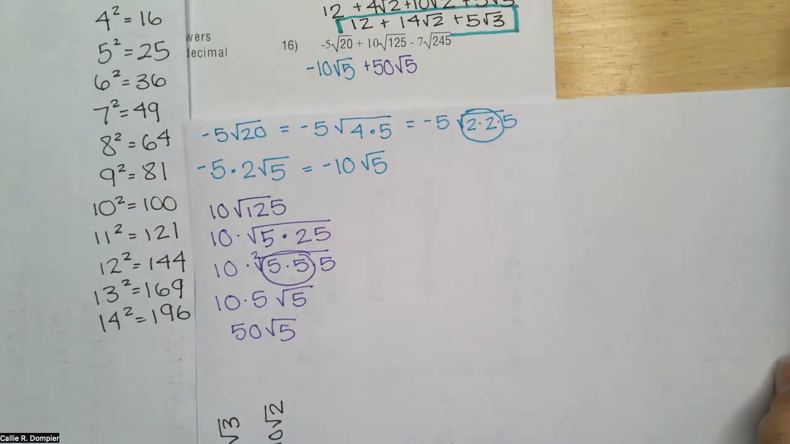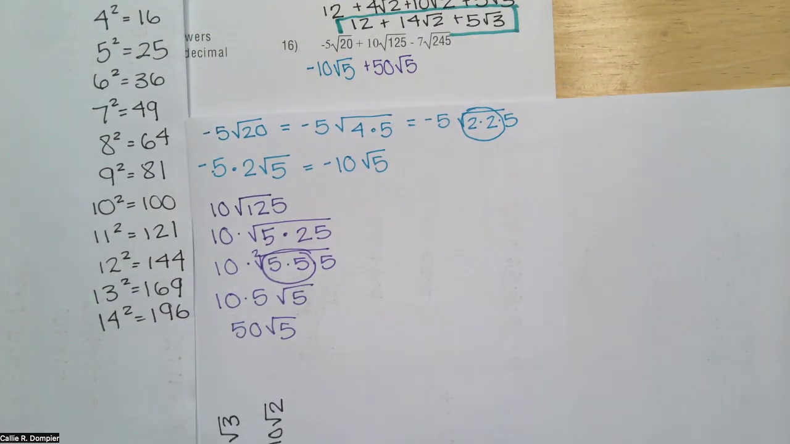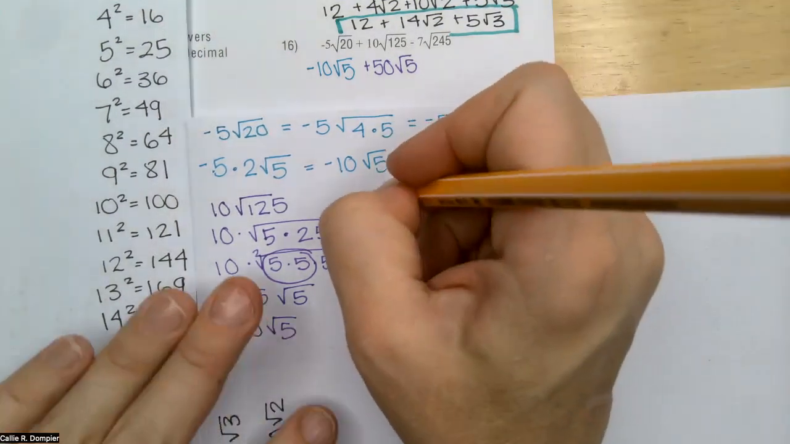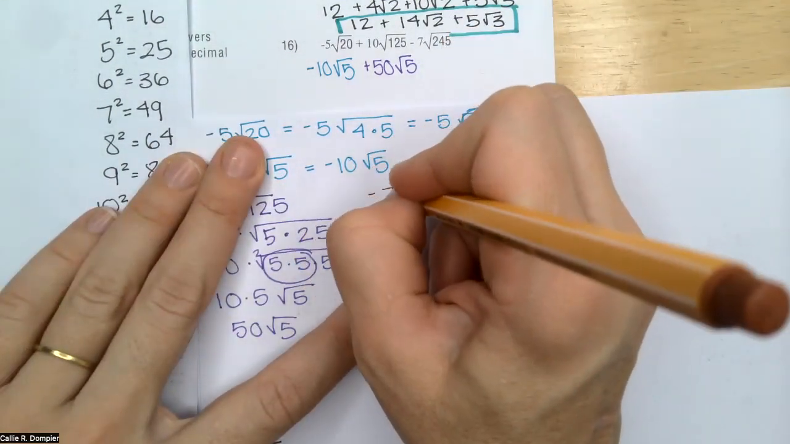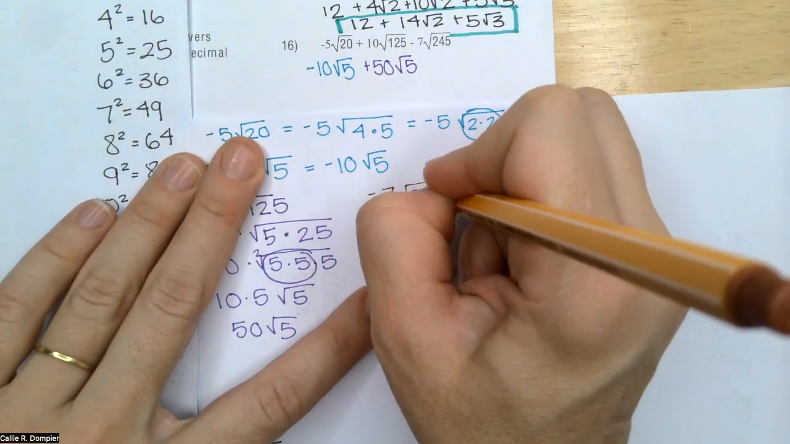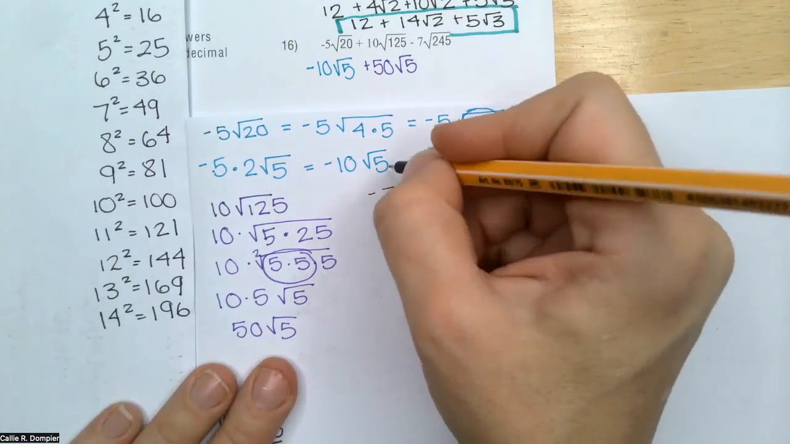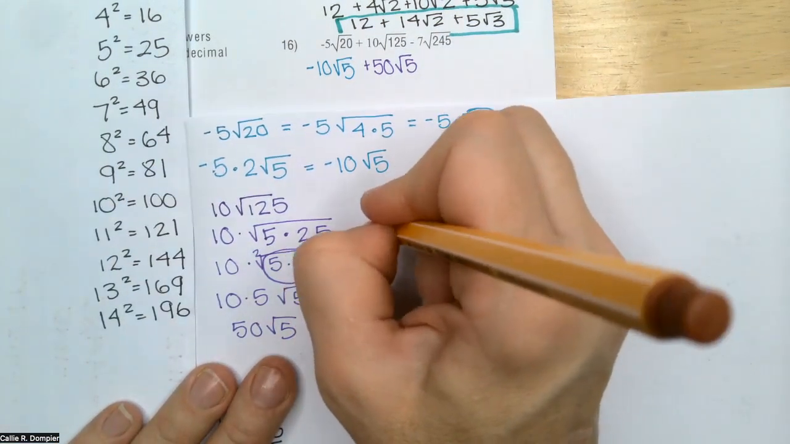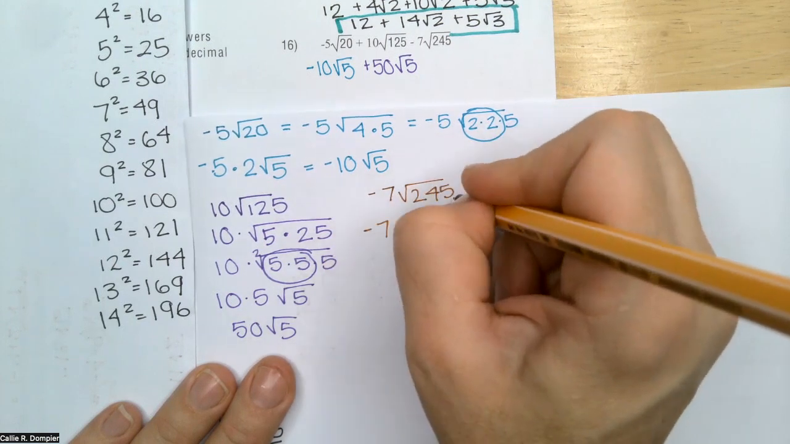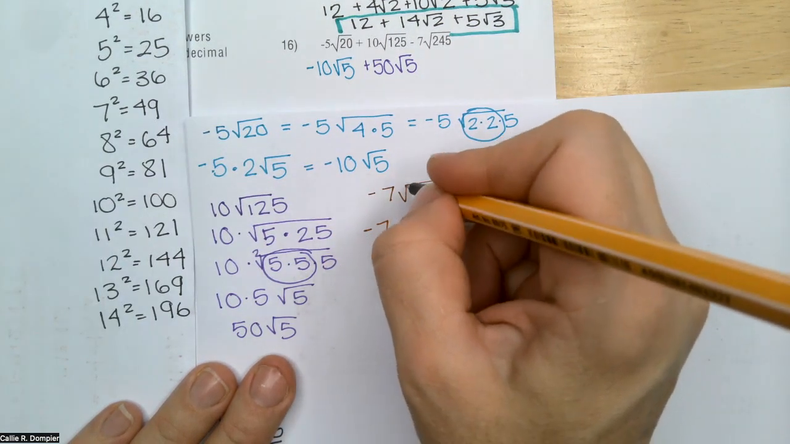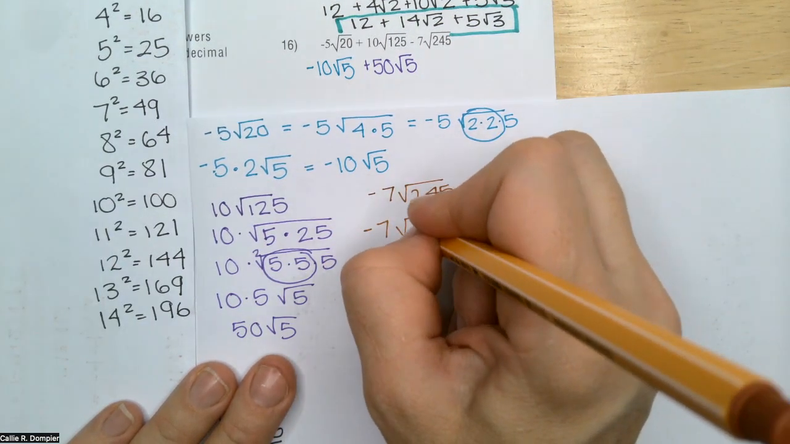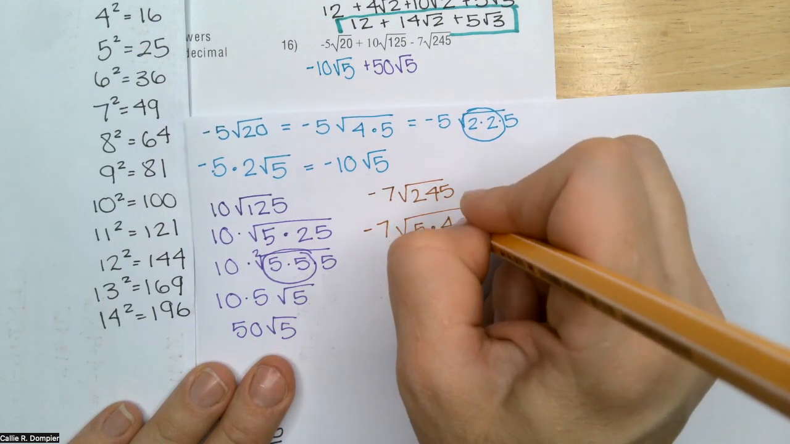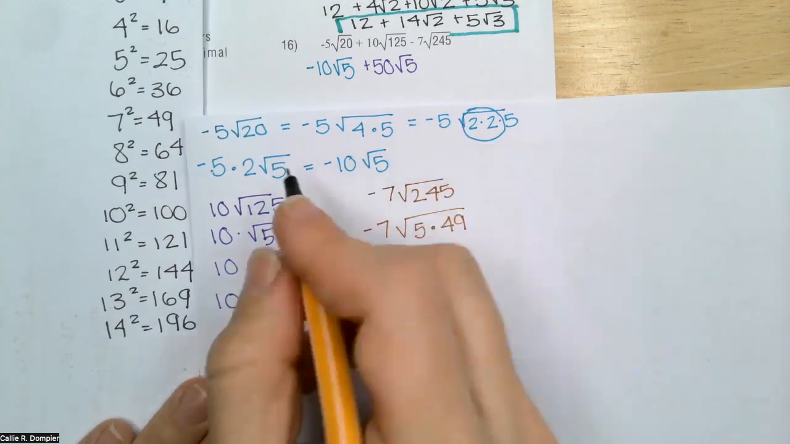Sorry, it's very distracting because it's going at a different refresh rate. So I'm just going to jump to the negative 7 square root 245. And instead of going down the list, I just said I'm going to divide it by 5. So negative 7 remains the same. The square root of 245 becomes 5 times 49. And that is convenient because 49 is on the list.